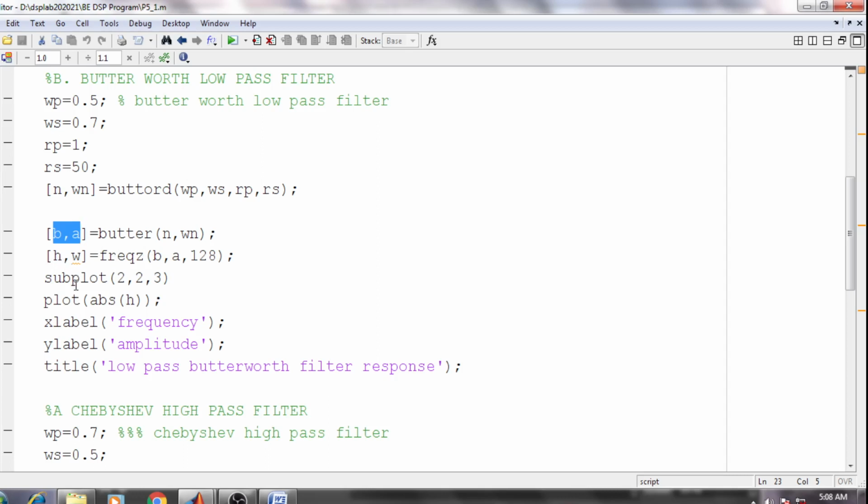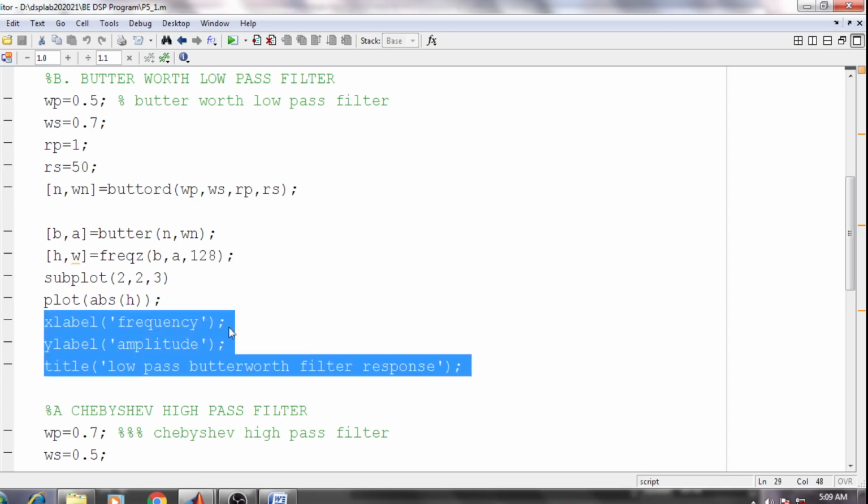Now again the subplot concept is adopted. A 2 by 2 matrix is used here, and in that matrix the third place is given to this low pass filter. Earlier it was the first place, and now it is the third place, because after the Chebyshev low pass you get the Butterworth low pass filter graph. You can plot it with the help of the plot function with abs of H, and the label and title are given to the graph. I hope you got the idea about this Butterworth low pass filter.